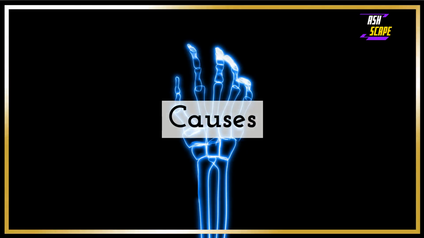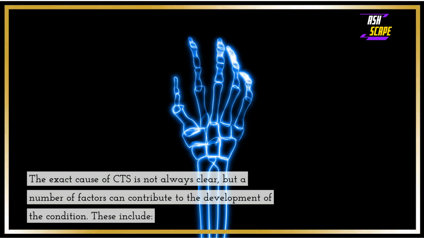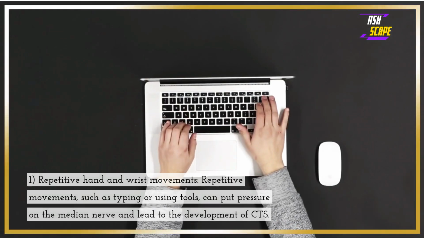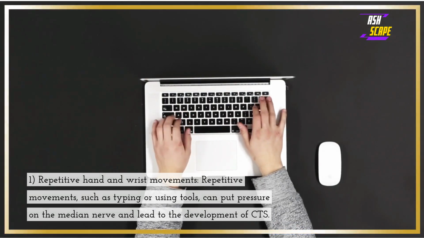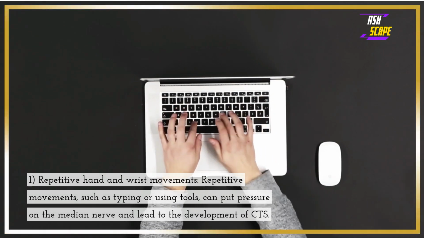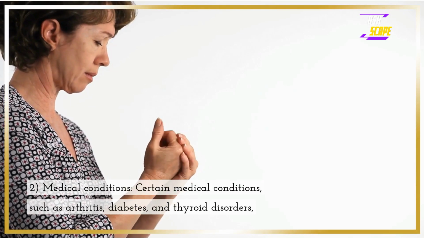Causes. The exact cause of CTS is not always clear, but a number of factors can contribute to the development of the condition. These include: 1. Repetitive hand and wrist movements. Repetitive movements, such as typing or using tools, can put pressure on the median nerve and lead to the development of CTS. 2. Medical conditions.